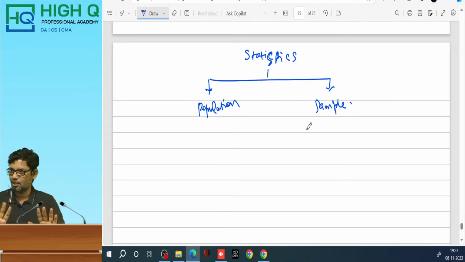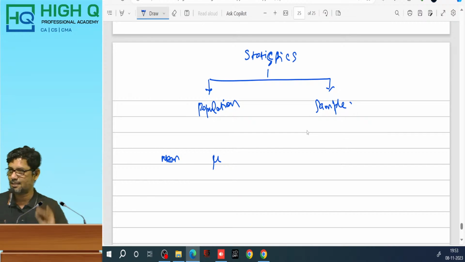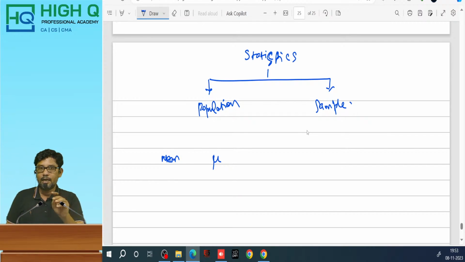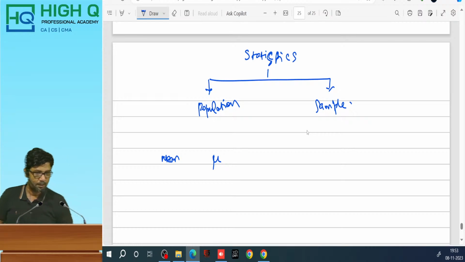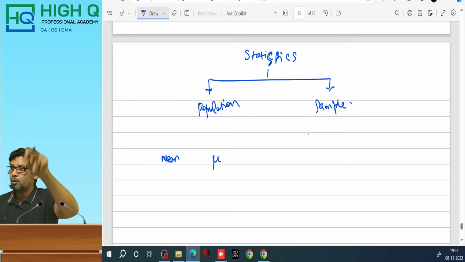Can you find out or not? So here what I can say is, for example, mean. When it comes to population, I denote it like this. When I denote mu, you need to understand what that means. Mean, yes, that means mu we are putting.